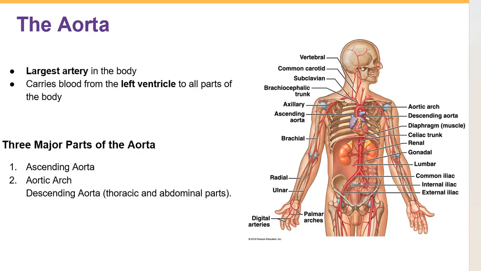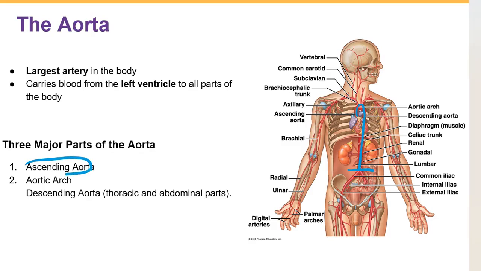So the aorta is going upward and making our ascending aorta. And then it makes an arch called the aortic arch, and then it goes down behind the heart, passing through the thoracic cavity and the abdominal cavity, ending at the level of L4, our fourth lumbar vertebra. So we can divide the aorta into three major parts.